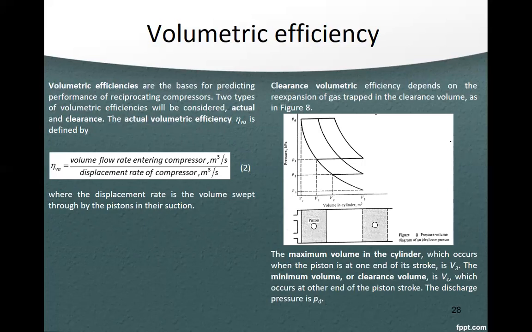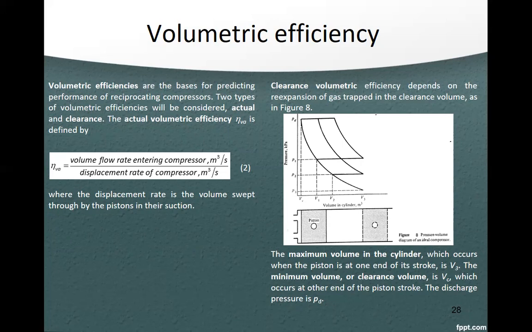So, next is the volumetric efficiency. So, na-encounter nyo ito maraming beses. Diba? So, volumetric efficiency is the basis for predicting performance of reciprocating compressor. Two types of volumetric efficiencies will be considered, the actual and the clearance. The actual volumetric efficiency is defined by volume flow rate entering the compressor, cubic meter per second or CFM, divided by the displacement rate of compressor, where the displacement rate is the volume swept through by the piston.